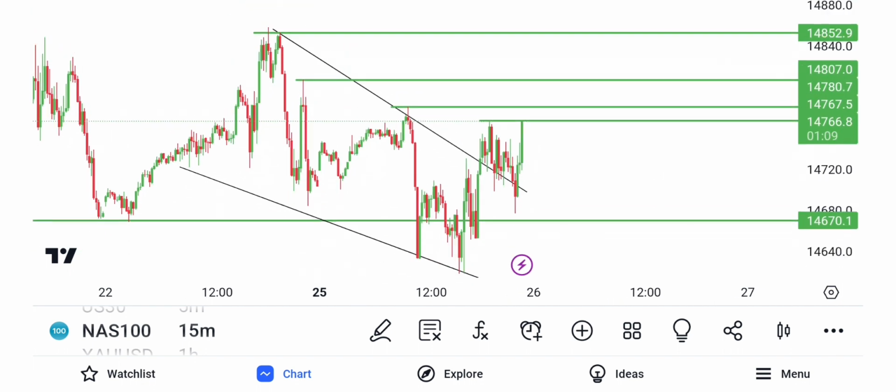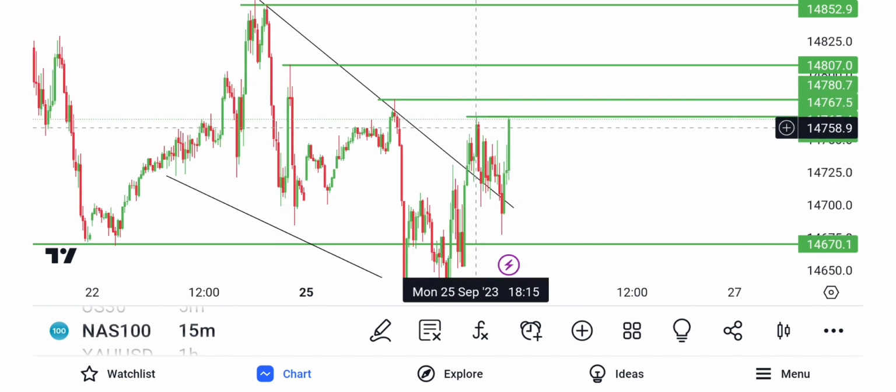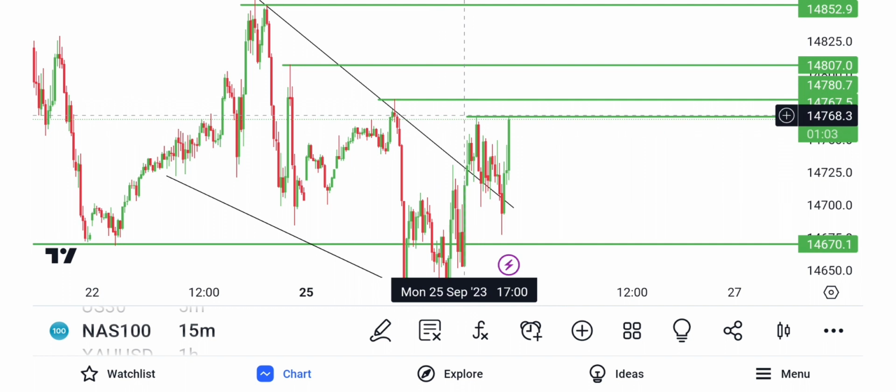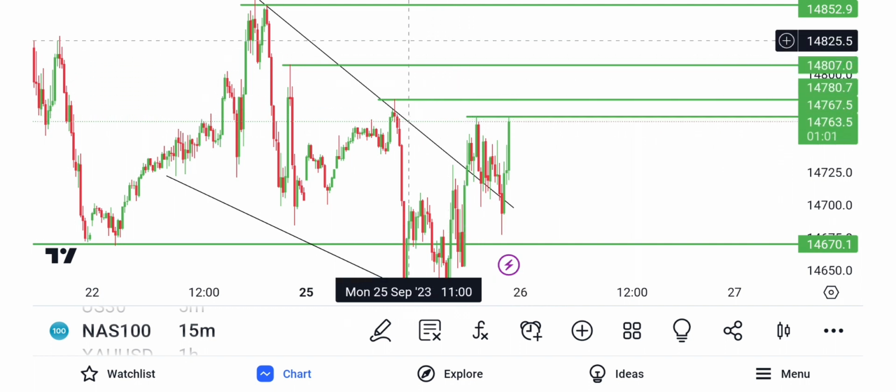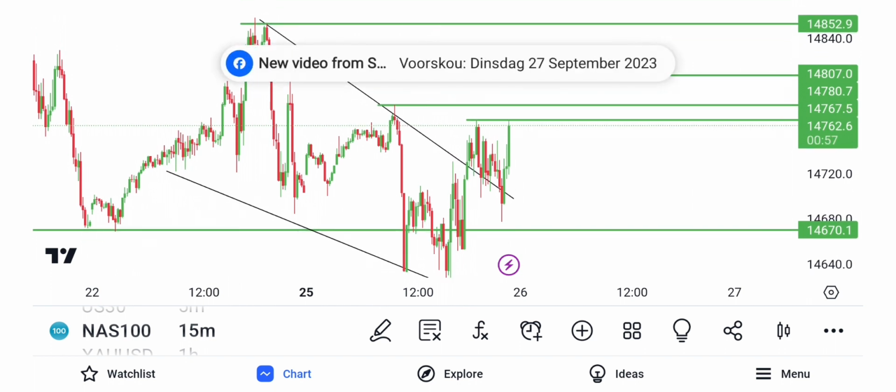Okay, guys. So what you'll do is you'll set your take profits on highs, because that's the only thing Nasdaq respects, right? You can't set your take profit in the middle of the market there.